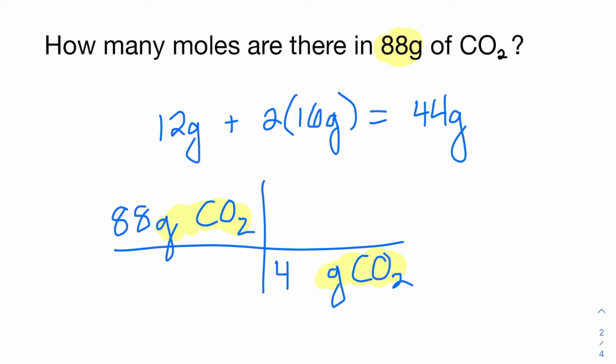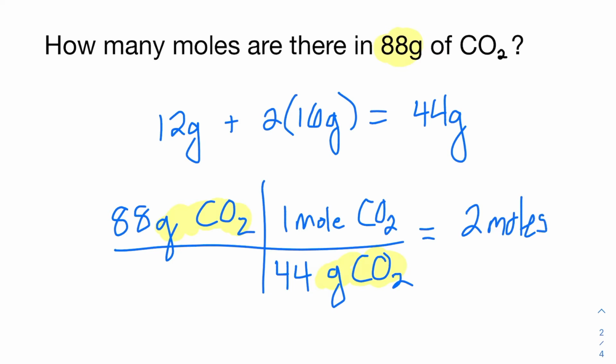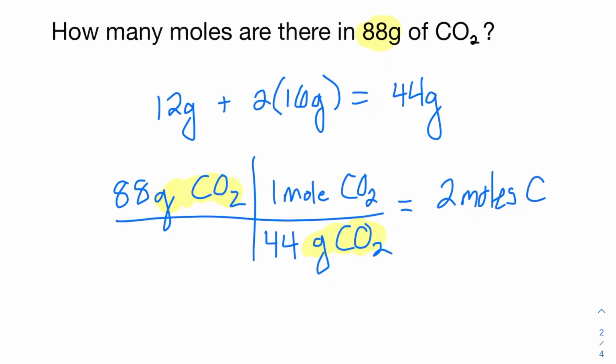So in this case, our molecular weight, 44 grams of CO2. Molecular weight comprises the amount of grams for 1 mole. And so that would be for 1 mole of CO2. And when we multiply and divide, 88 divided by 44 will give us 2. So in 88 grams of carbon dioxide, there will be 2 moles. So that comprises 2 moles of CO2.